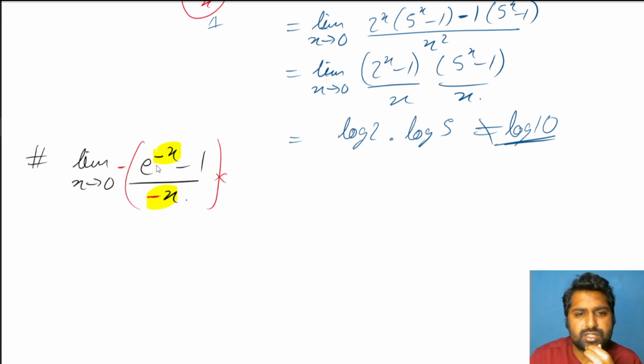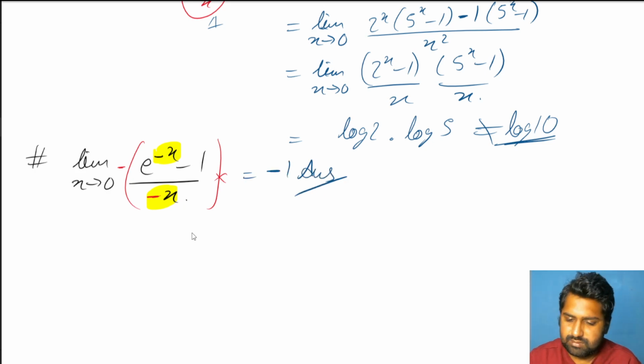So what is (e raised to power something minus 1) upon the same something? The limit is 1, na? So the answer is minus 1. It is as simple as that.